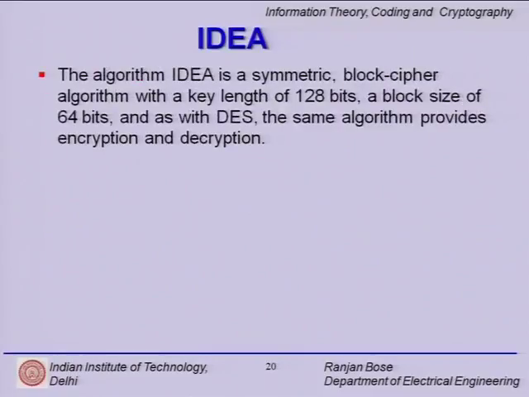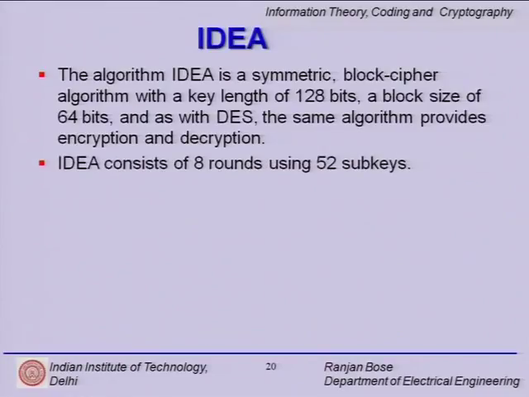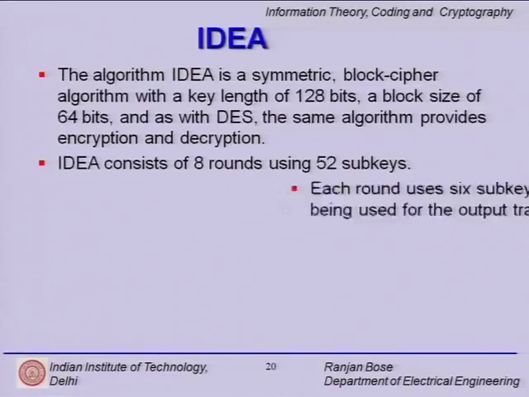So, let us quickly spend a few minutes on looking at overall how IDEA works. First of all, IDEA is a symmetric block cipher with a key length of 128 bits. So, immediately the strength of the algorithm goes up because the key length is pretty good. The block size used is 64 bits, and as with DES the same algorithm provides the encryption and decryption. So, it is symmetric. IDEA again has some rounds, actually 8 rounds using 52 subkeys.